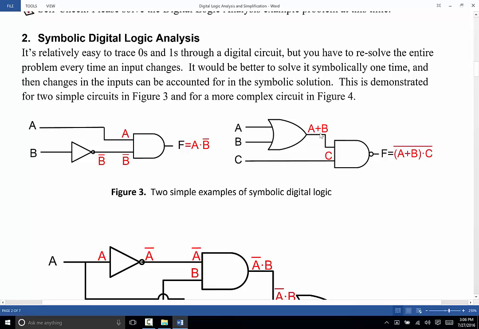Here's a slightly more complicated one. I have A ORed with B, so the two inputs are A and B. I OR those together. The third input is C. Those are then NANDed together. So I have A OR B and C, and then with a bar across the entire thing. Because when you NAND, you take a bar across the entire thing. So you can see that this is a little bit more work than doing the literal digital logic analysis, but it gives you a richer, more valuable, more universal result as well.